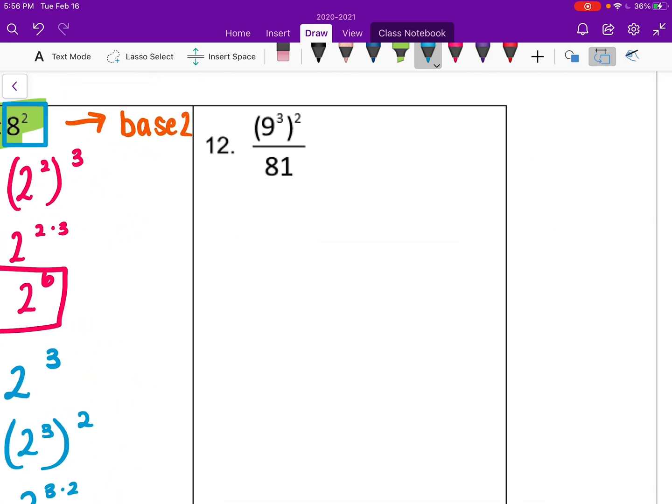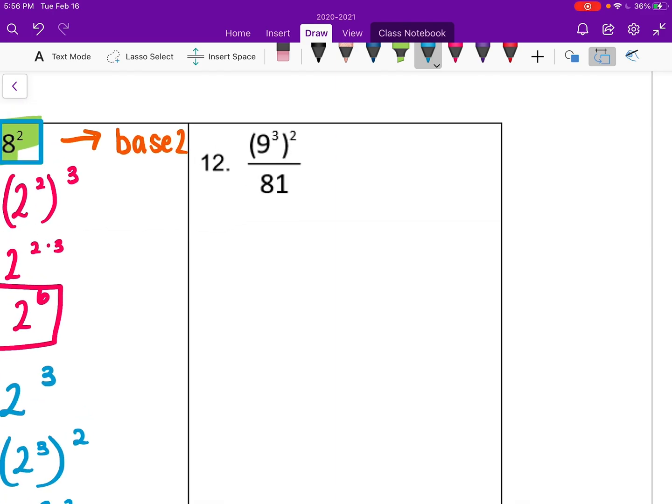So try the same with 12. If you didn't get 11, pause this video now and go back and try 12, because now you know how to do it. You just need to change 81 or 9 into a base that we can both work with. All right, so welcome back.